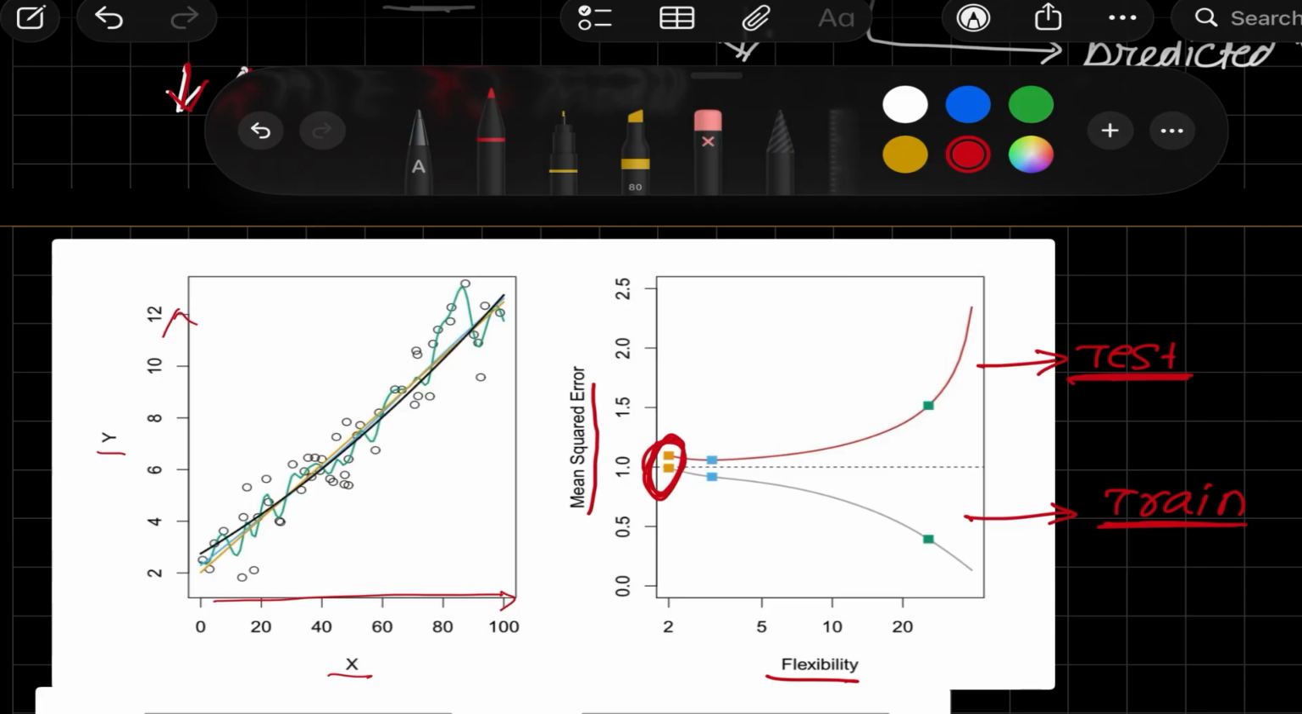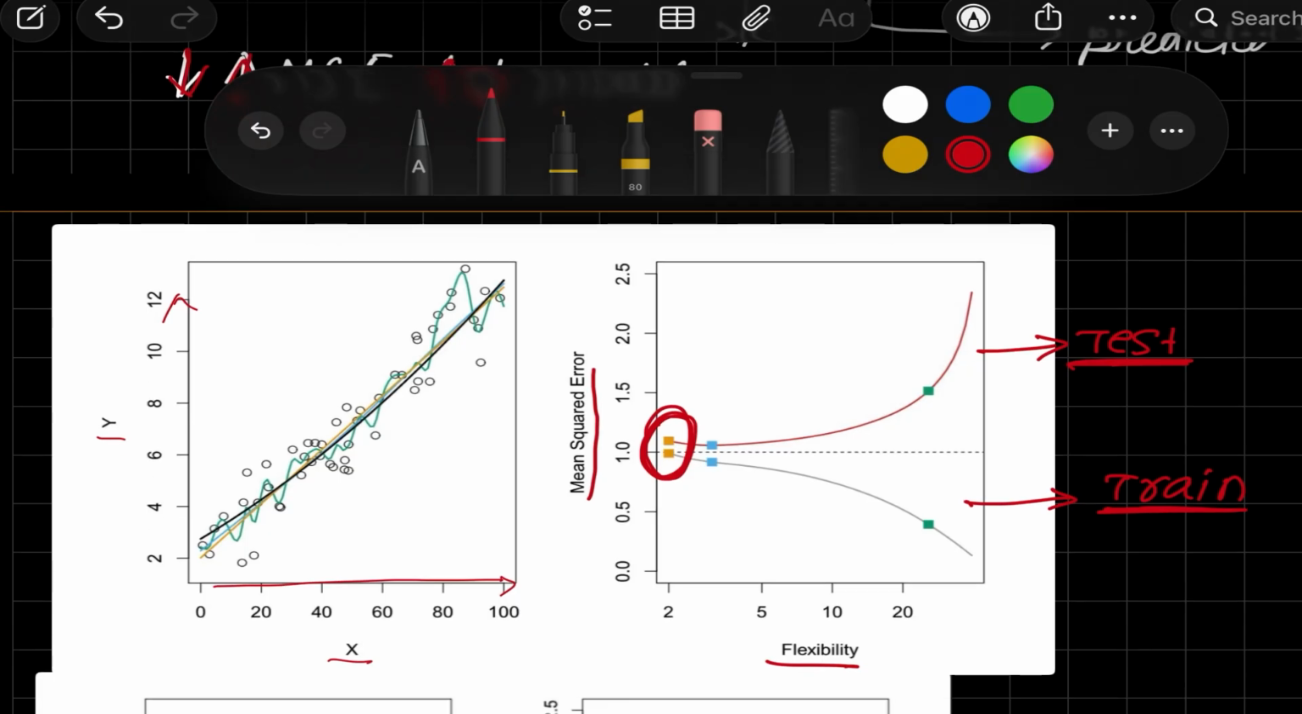So in the training and in the test, it is giving nearly 1, not 0, but nearly 1. The MSE is nearly 1, which is a very good thing because this is a minimum error. But we want minimum error, so we'll explore more models so we can get even less error.